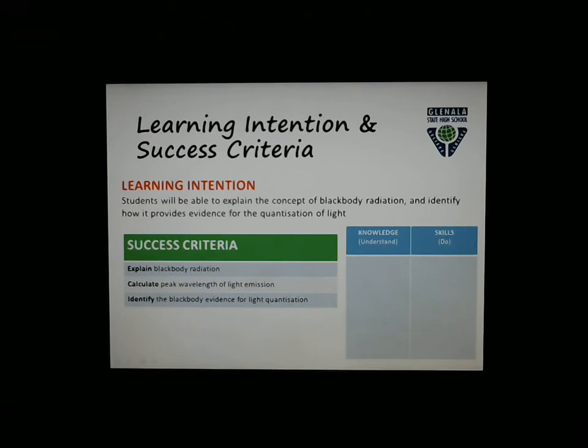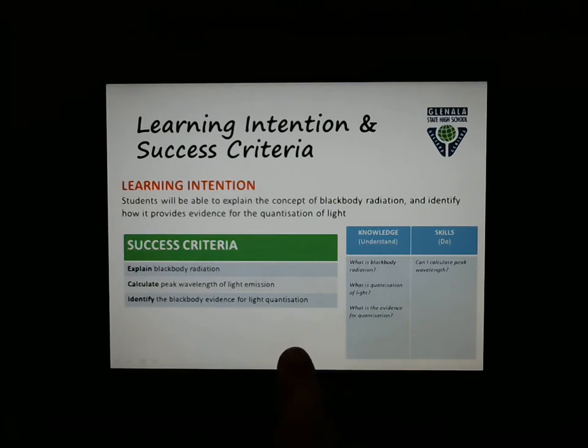In terms of our success criteria, we have a few things there. We need to explain blackbody radiation, we need to calculate peak wavelength, and then identify the blackbody evidence. So for knowledge, what is blackbody radiation? What is quantization of light? If we don't know what this word is, it's very hard to identify some evidence for it. And then, well, what is the evidence? In terms of the skills, that calculate verb, can I calculate the peak wavelength? Pretty straightforward one in that case.